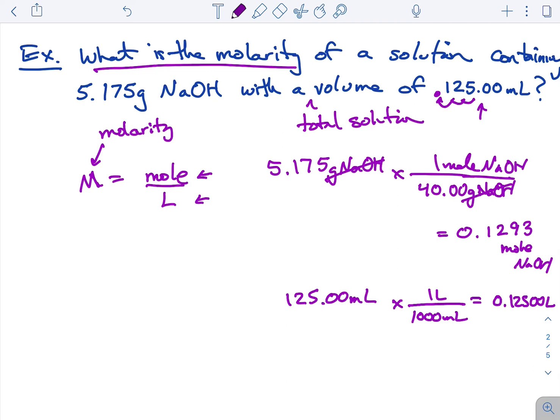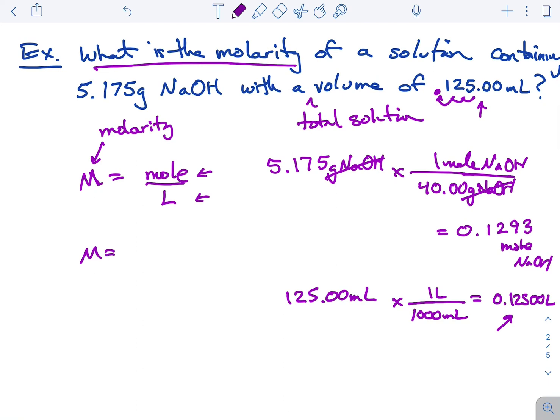All right, so this is our volume in liters, so now we're going to plug in. The molarity is going to be equal to 0.1293 moles of sodium hydroxide in 0.12500 liters of solution. So we're going to punch that into our calculator. This is going to give us a molarity of 1.035, which is 4 significant digits, so we're good. Molar.